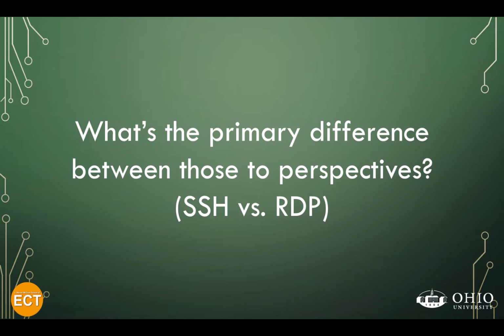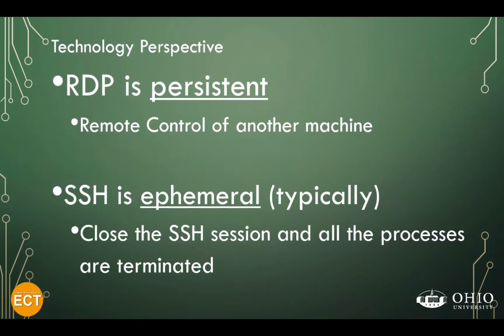That's the primary difference between these two perspectives, and why it's important to move back and forth to understand those perspectives. So we would consider RDP to be persistent, meaning the applications that I leave running when I connect with an RDP connection, I leave Word running, it's going to be there when I get back. Word will still be running. The web browser that I left running in my RDP session is still there, because the remote machine never loses its concept of what's running, even though RDP goes away.